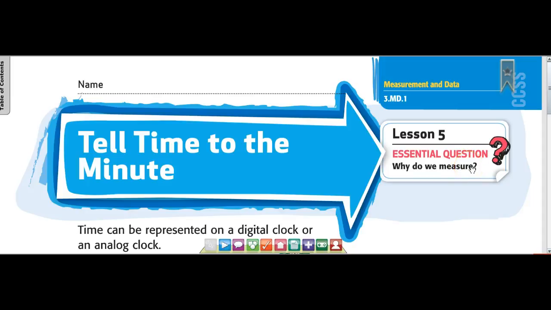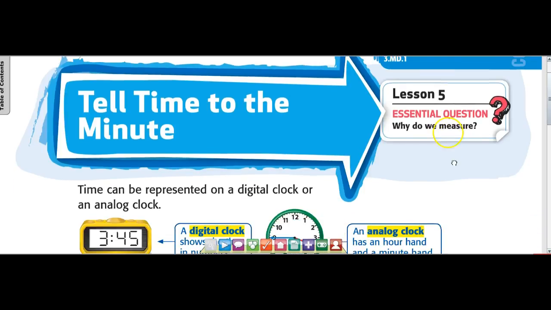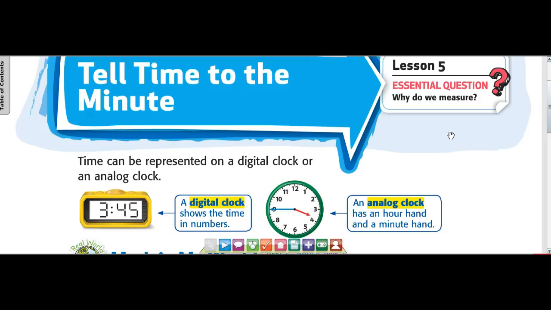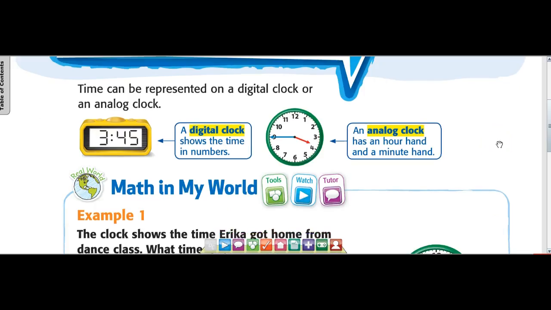Reviewing chapter 11, lesson 5. It says tell time to the minute. So look at your time. It says the time can be represented on a digital clock or an analog clock. The analog clock has an hour hand and a minute hand. The digital clock shows the numbers that are separated by a colon.